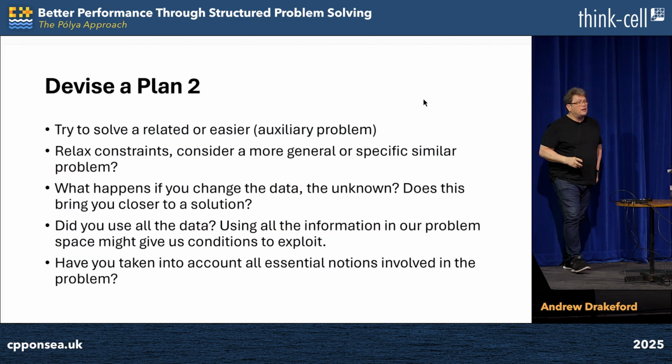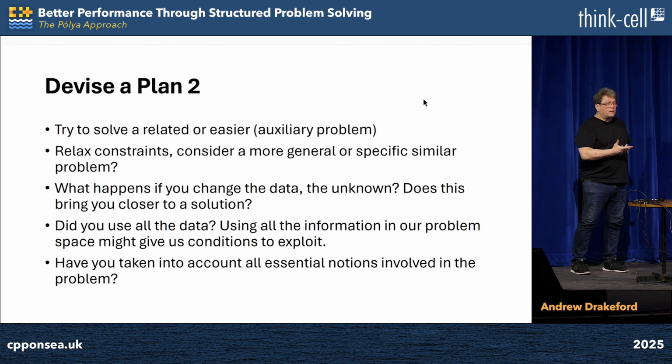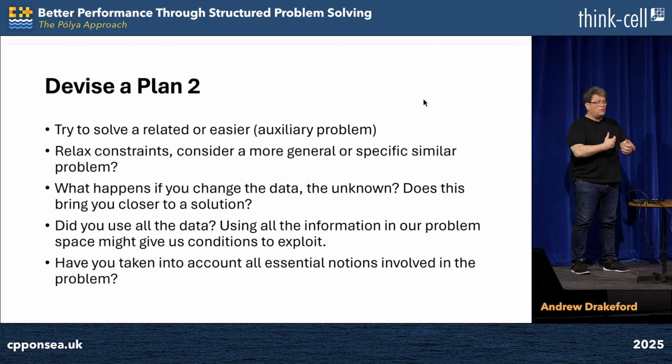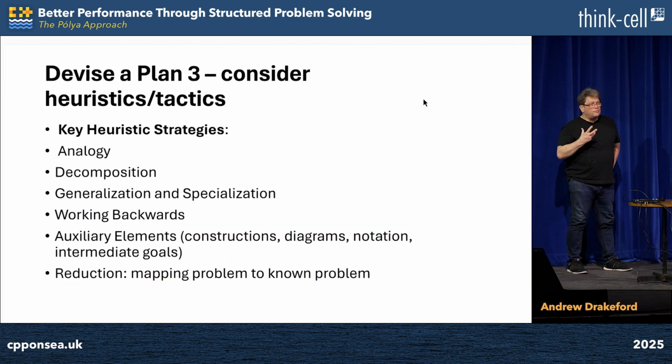Next. If we can't solve the one that we're working on, can we try and solve an auxiliary problem? By relaxing the constraints, if we can get something that's a bit easier and vary the problem, we might actually get a bit of a breakthrough. And the bulk of his book is about various thinking tactics, heuristics, reasoning by analogy.